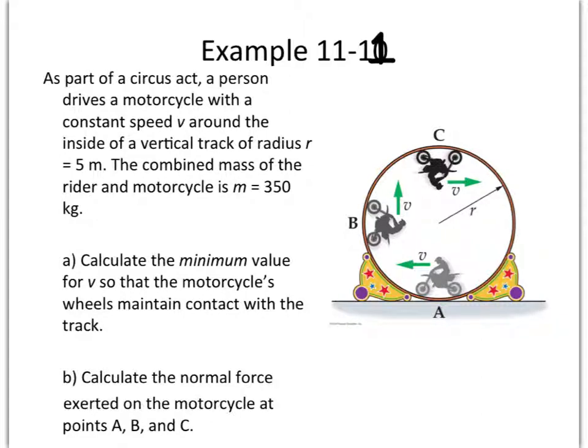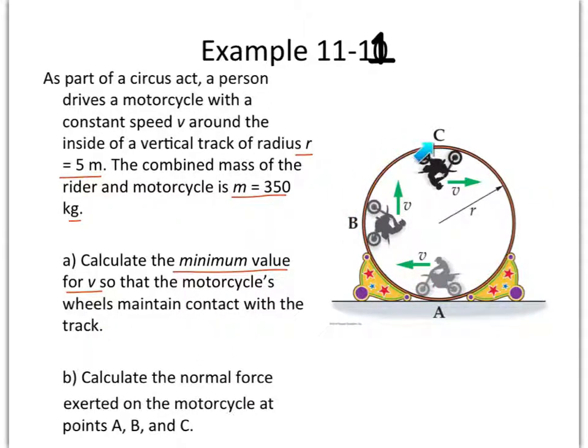All right, so we want to solve for, especially this right here, how fast does it need to be going to stay in contact with the track. We've got the radius of this track being 5 meters. We've got the mass of the motorcycle right here. And we need to find the minimum speed, or the minimum velocity V, such that the motorcycle wheels maintain contact with the track.